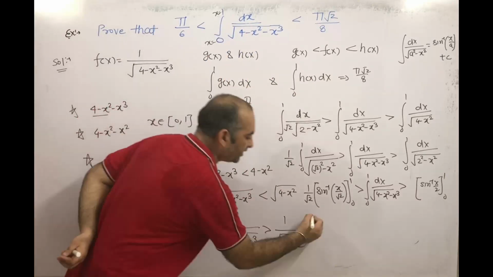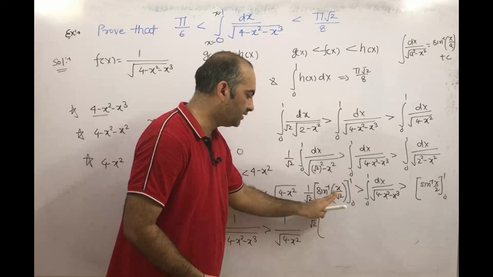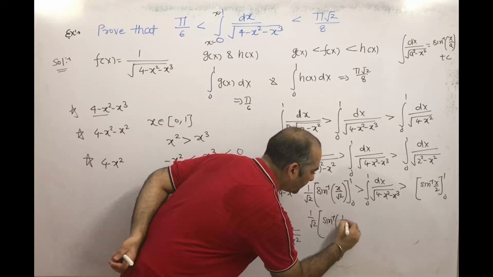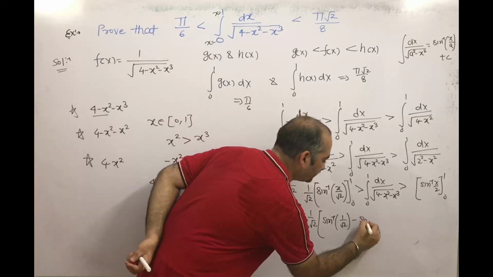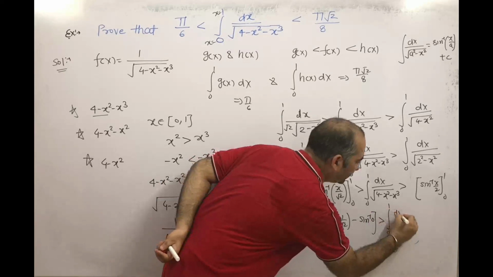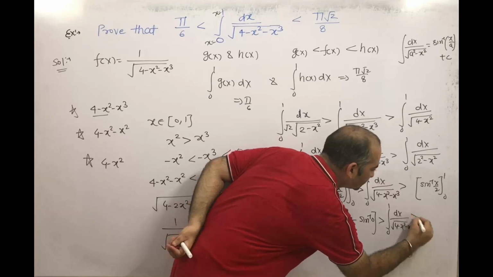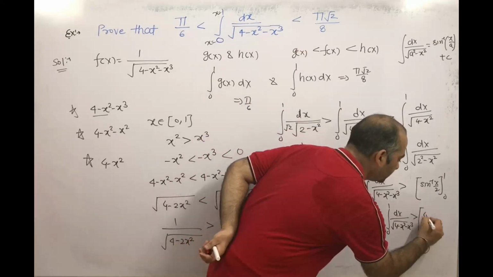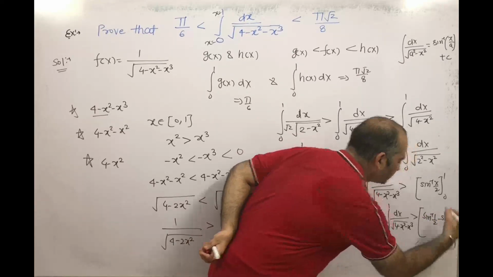So here what will come? 1 by root 2 in bracket. If I put x value is what? 1. So sine inverse 1 by root 2 minus, if I put 0, so what will come? Sine inverse 0 is greater than integration 0 to 1 dx divided by root over 4 minus x square minus x cube is greater than, here what will come? Sine inverse 1 by 2 minus sine inverse 0. This will come.